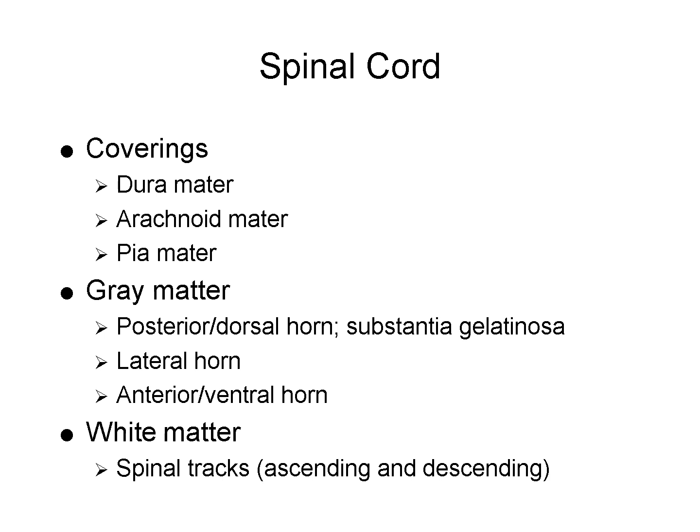The spinal cord is covered by 3 protective layers called meninges: the dura mater, arachnoid mater, and pia mater. Gray matter in the spinal cord contains the dorsal horn, lateral horn, and ventral horn, each with specific functions. Surrounding the gray matter is white matter, composed of ascending and descending tracts that transmit information to and from the brain.